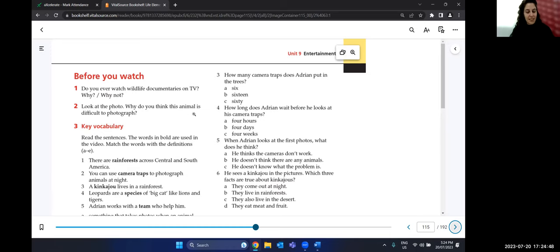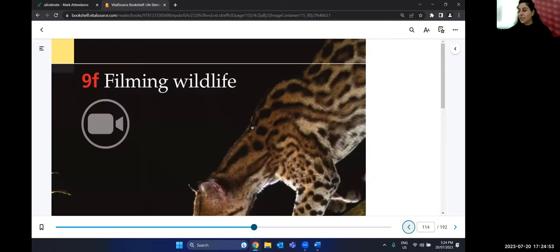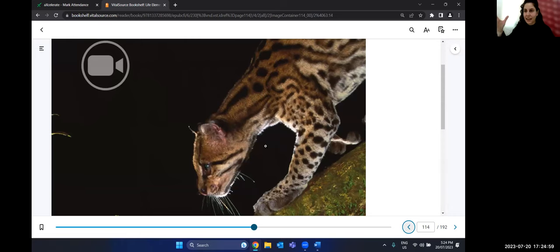So, why do you think this animal, let's go back to the image, is difficult to video? Yeah, it's quite a fast animal, so you can't capture it very easily. And it's dangerous for yourself to be close to this animal. Yeah, you'll be putting yourself at risk, at danger. Maybe it comes at night. So it's not just in the daytime. So it's quite difficult.